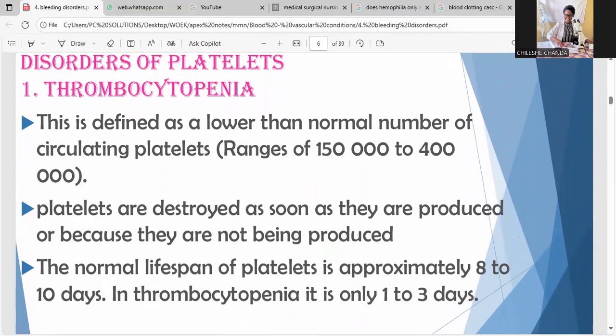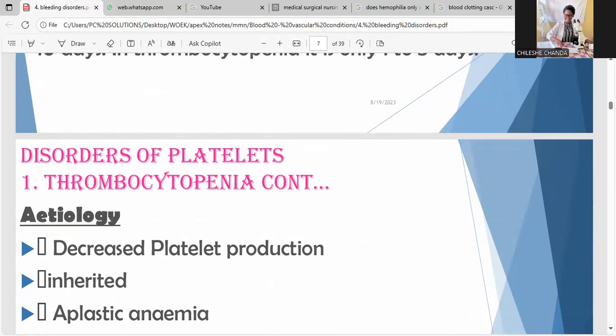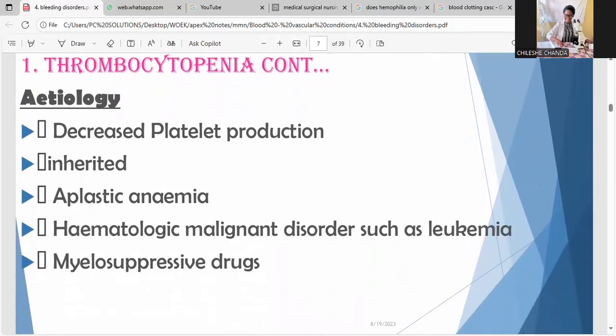First of all, we have thrombocytopenia. We said that this is as a result of lower numbers of platelets, much lower than the normal amount that should be circulating. Now, these platelets are destroyed as soon as they are produced or are not being produced at all. The normal lifespan of platelets should be about 8 to 10 days. However, in a patient who has thrombocytopenia, the platelets will only live about 1 to 3 days, which is a very short period of time.